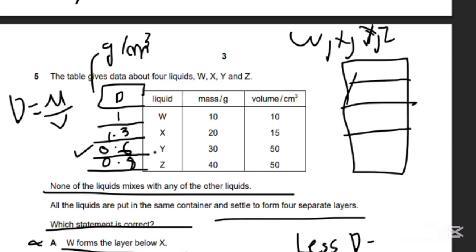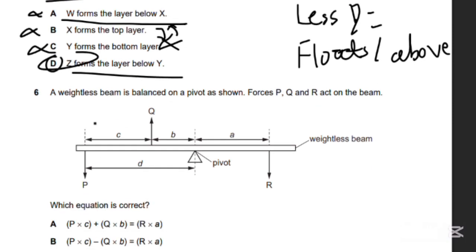And then Z forms the layer below Y. What is Z? Z is 0.8. Y is 0.6. Forms the layer above? Yes, because 0.6 is less dense, so it will be above. Y will be above Z, or basically Z will be below Y, so that's correct.